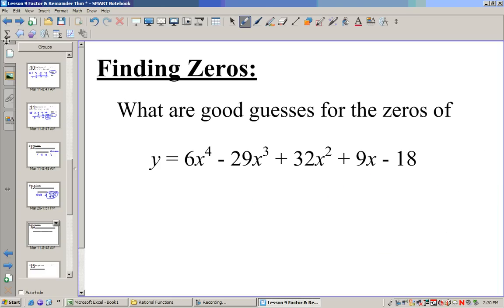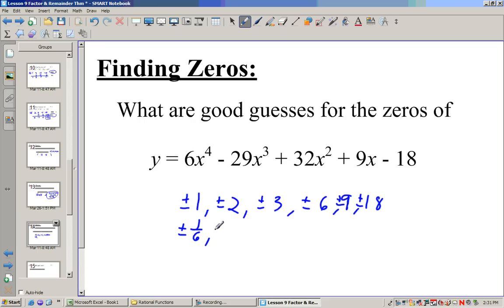Now what would be good guesses in this one? There's a lot. 18 has a few factors here. So good guesses for zeros would be plus or minus 1, 2, 3, not 4 or 5, but 6, 7, 8, 9, and then nothing until we get to 18. Now there's a 6 out in front, so we have to divide all of these things by every factor of 6. So we have plus or minus 1/6.